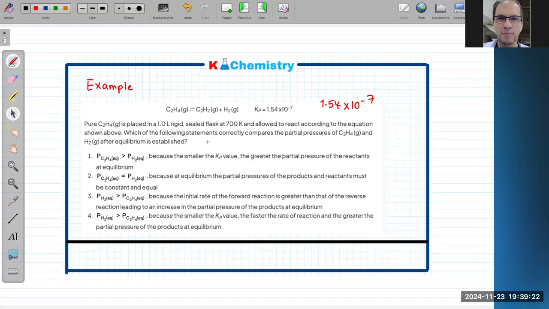So, which one will it contain more of? It will contain more C2H4 than H2. How did you know that? Because the value is less than 1, and it's not just less than 1. It is very much less than 1, which is a very small value. So it tells me that the reaction barely moved, and it almost contains only C2H4 and a very, very small amount of C2H2, which is the ethyne.